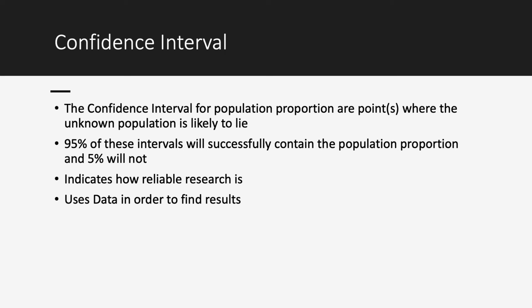The confidence interval for a population proportion is the range of points where the unknown population proportion is likely to lie. 95% of these intervals will successfully contain the population proportion and 5% will not. It indicates how reliable the research is and uses data in order to find results.